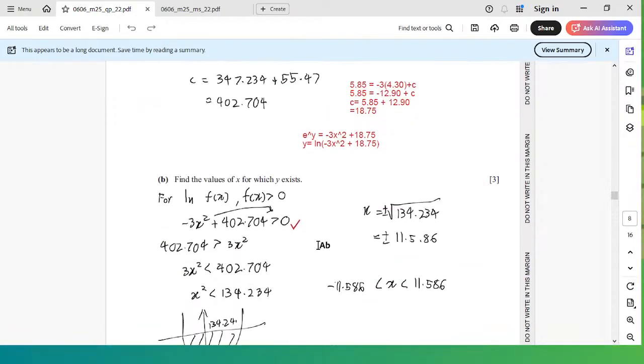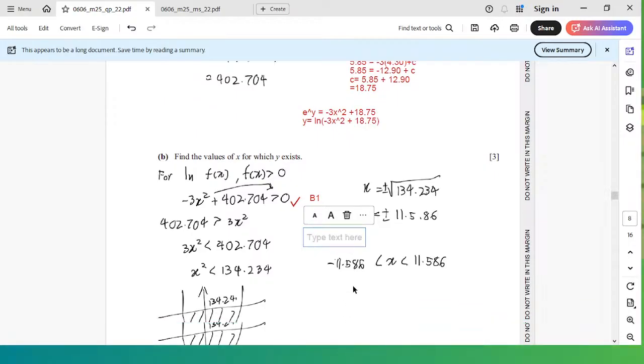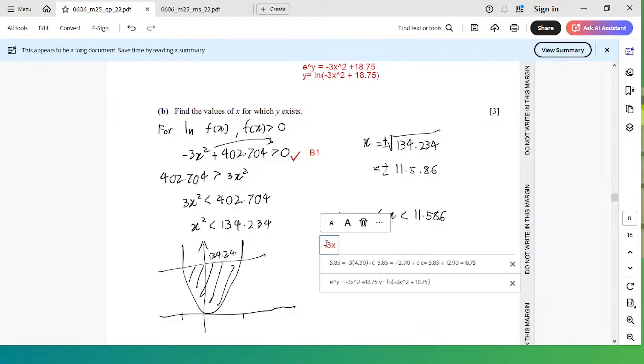And this also just going to give me B1 because I carried it over. So if the correct answer would be here, this would be negative 3x squared plus 18.75 is less than 0. So 3x squared actually is more than 0, right? It must be more than 0. So 3x squared is going to be less than 18.75.